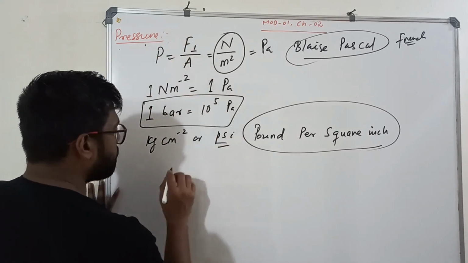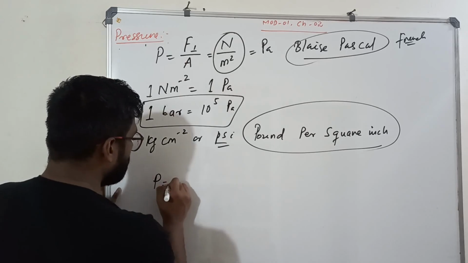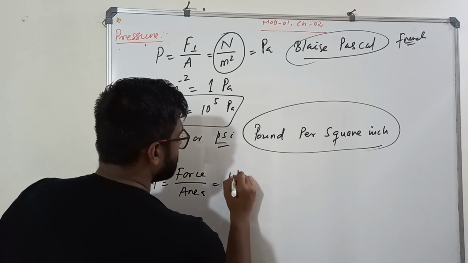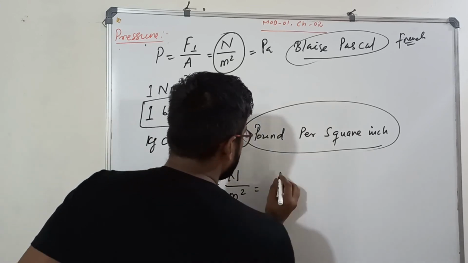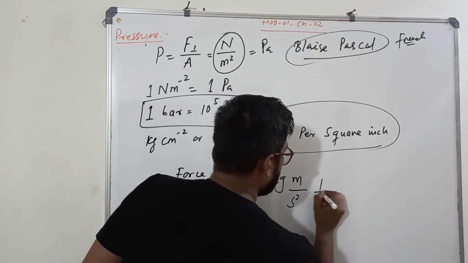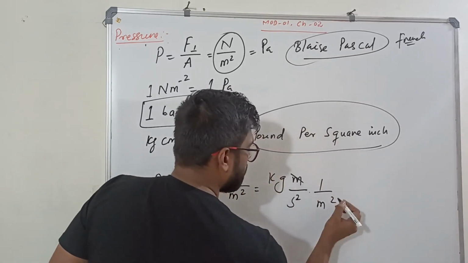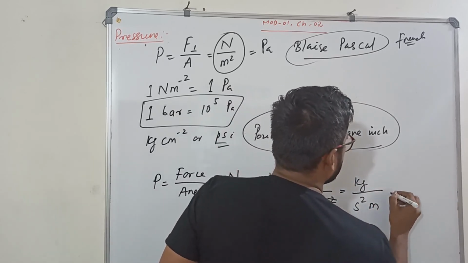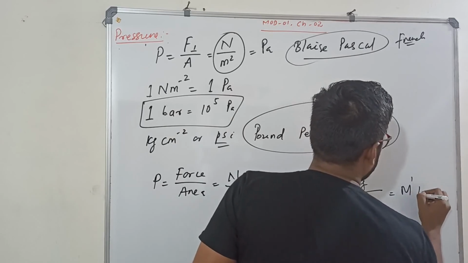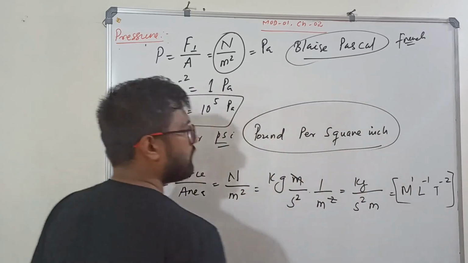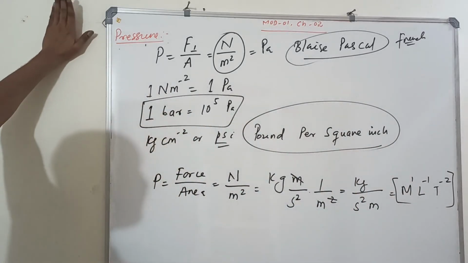So, force per area. Pressure equals force per area. What is the unit of force? Sir, the unit of force is Newton. Area is meter square. What is the dimension of Newton? Sir, it is kg meter per second square into 1 by meter square. Meter cancels. So what did you get? Kg by second square into meter. That is M^1 L^-1 T^-2. M^1 L^-1 T^-2 is the dimension of pressure.